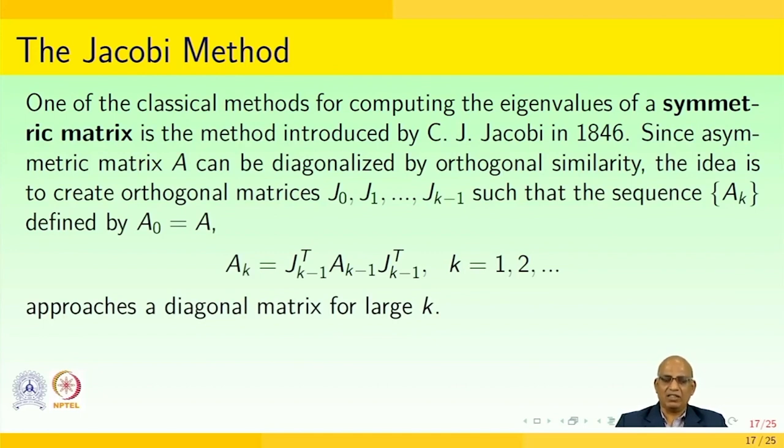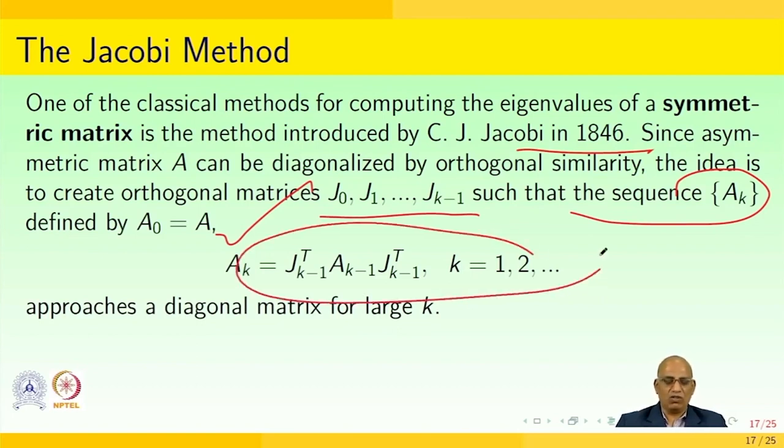And the Jacobi method is one of the classical methods for computing the eigenvalues of a symmetric matrix. The method was introduced by C.J. Jacobi in 1846. Since a symmetric matrix A can be diagonalized by orthogonal similarity, the idea is to create orthogonal matrices J_0, J_1, J_2, ..., J_{k-1} such that the sequence A_k defined by A_0 equal to A and A_k equal to J_{k-1} transpose A_{k-1} J_{k-1} for every k equal to 1, 2, and so on, approaches a diagonal matrix for large values of k.